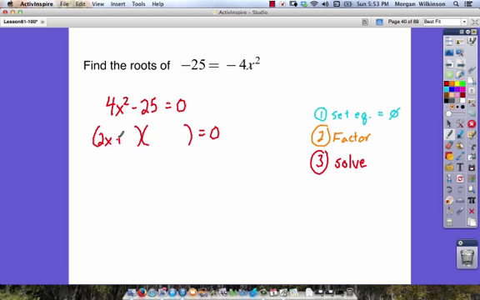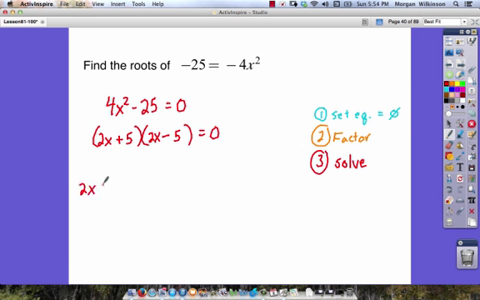And remember, in this we're going to have a plus and a minus. So we've got 2x again. The square root of 25 is 5. So we're going to get plus 5 and minus 5. Now in order to solve, step 3, we'll set each of these pieces equal to 0.